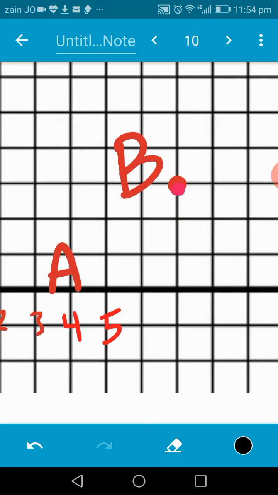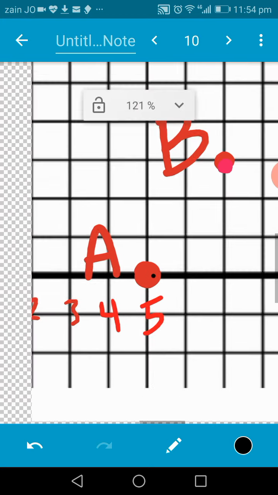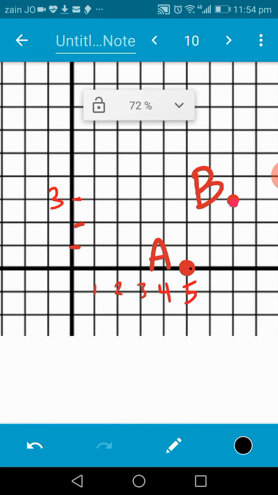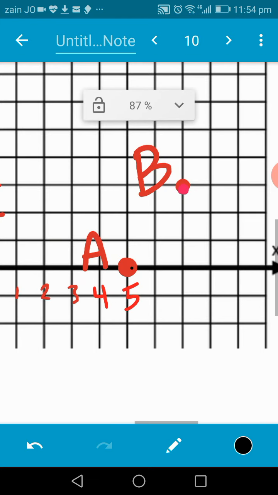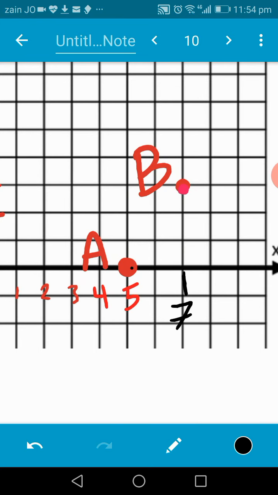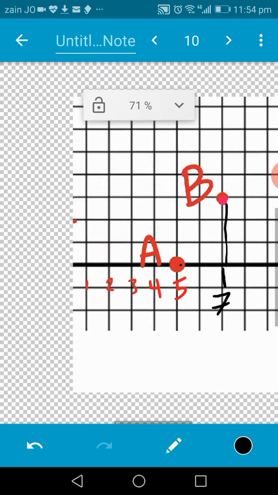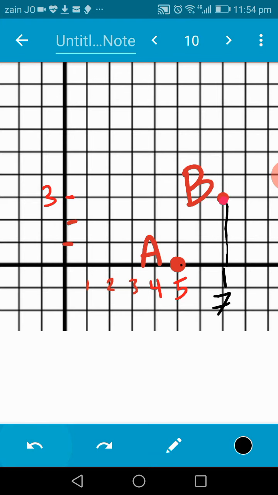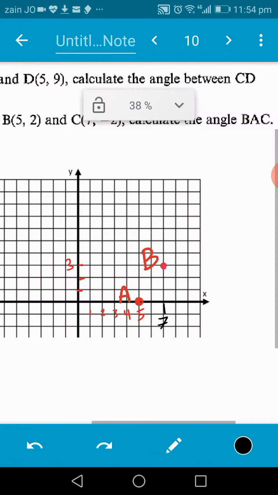This point is A, which is 50. Can you see, teacher? This point is A, 50, and B is 73. So this is 7, B is 7, 73. Now we need to find the angle between AB and the x-axis.